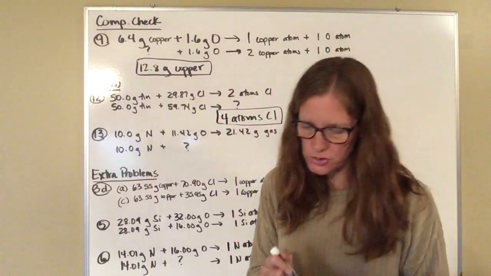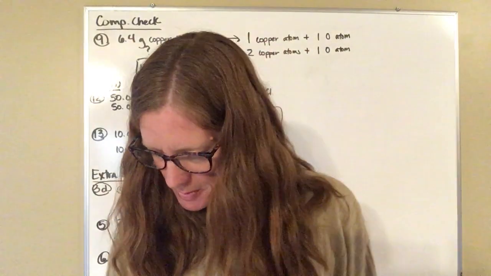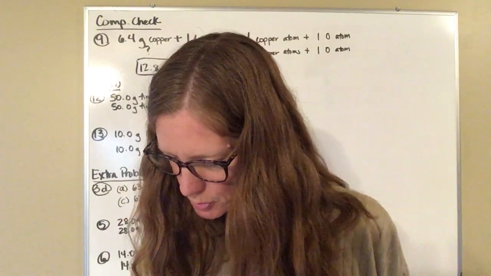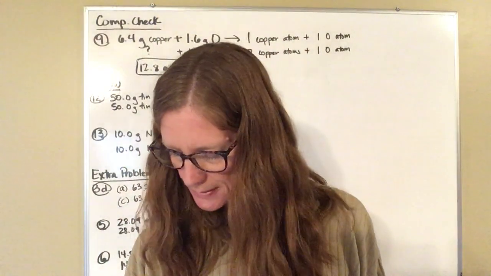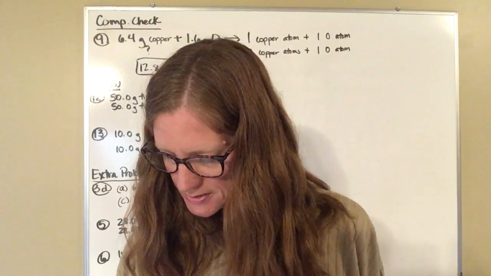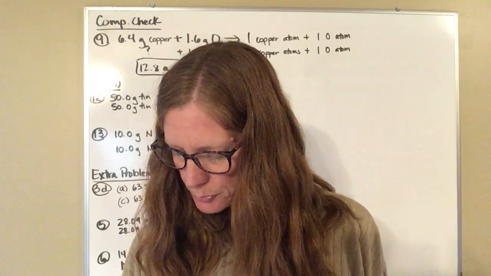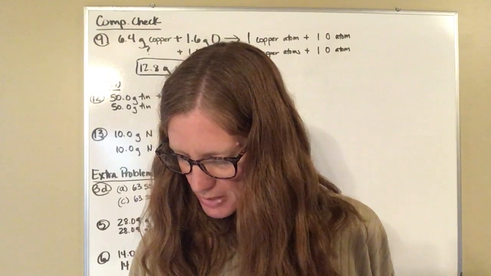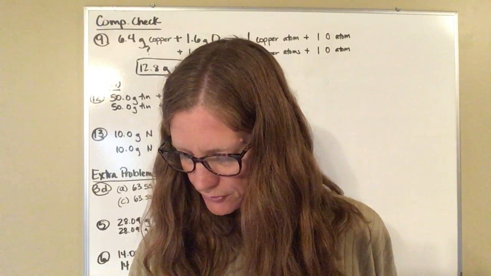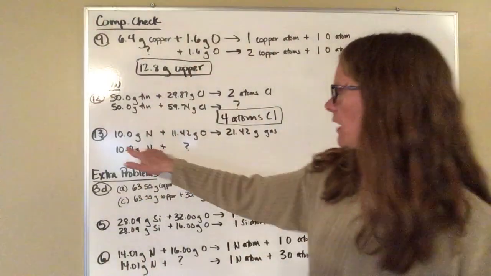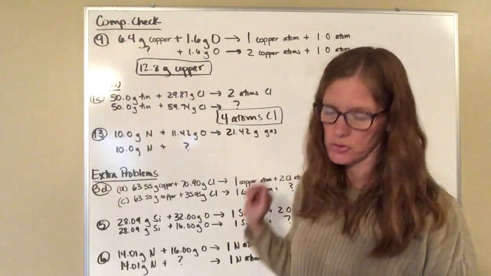All right, number 13. A chemist is making 2 different compounds from the same 2 elements, nitrogen and oxygen this time. To make the first gas, she reacts 10 grams of nitrogen and 11.42 grams of oxygen to make 21.42 grams of the first gas. Okay, so I have that information up here for the first reaction.